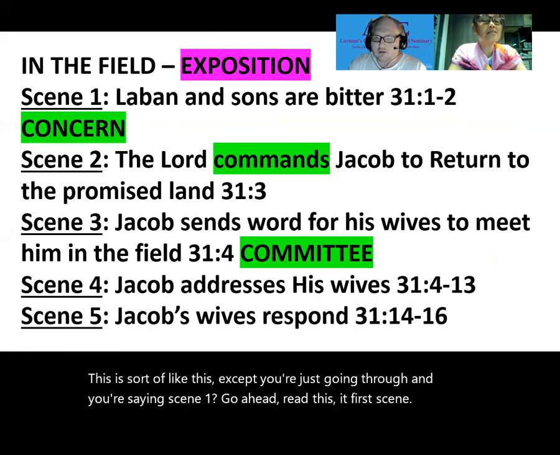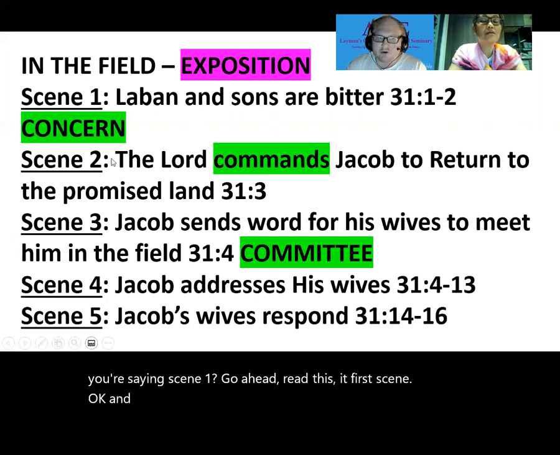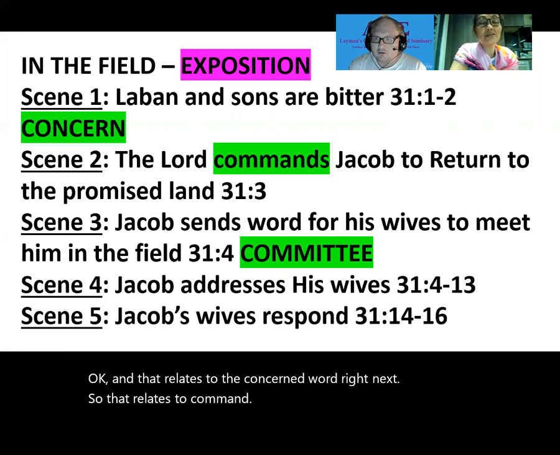Laban and sons are bitter. Okay, and that relates to the concern word, right? All right, next. Scene 2, the Lord commands Jacob to return to the promised land. So that relates to command. It's the same as what I read earlier. You're just emphasizing the exposition.